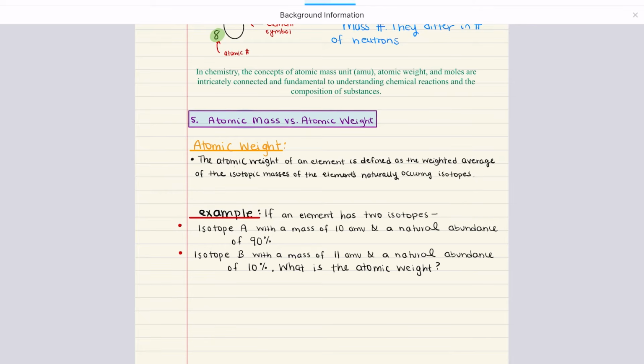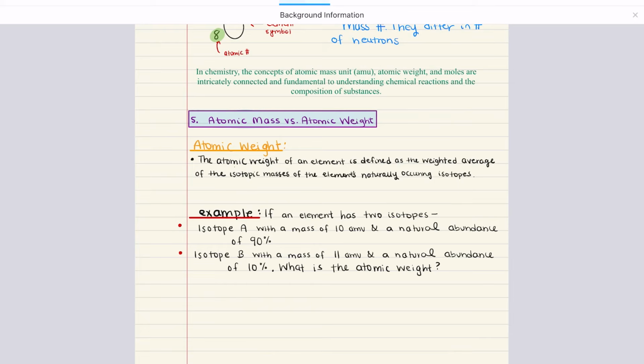Then 2, natural abundance. Each isotope's natural abundance is then determined. This is the percentage of each isotope that's going to occur naturally on Earth. And then we can do the weighted average. The atomic weight is just calculated by multiplying the mass of each isotope by its natural abundance and then adding these values together. The result is the weighted average that represents the average mass of all the isotopes as they occur naturally. Let's do an example.